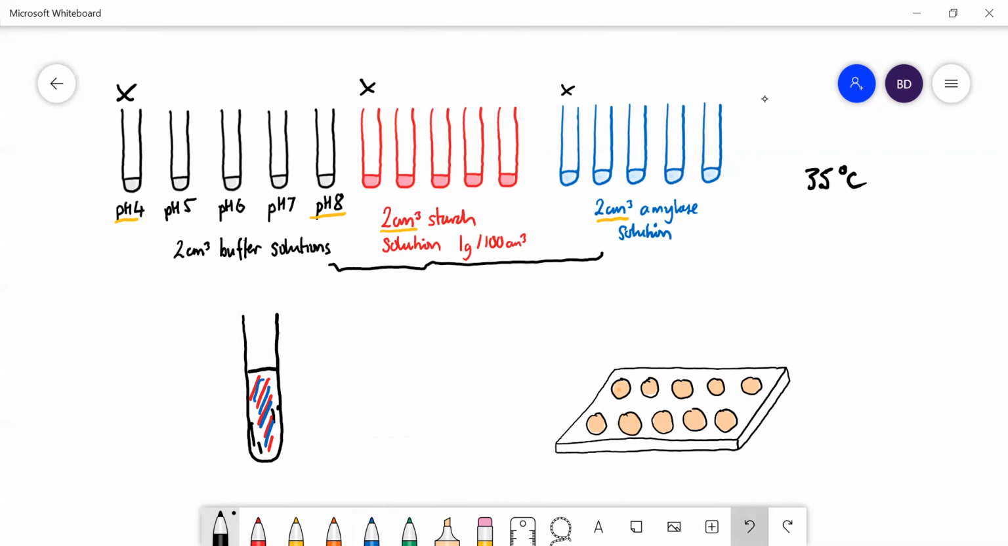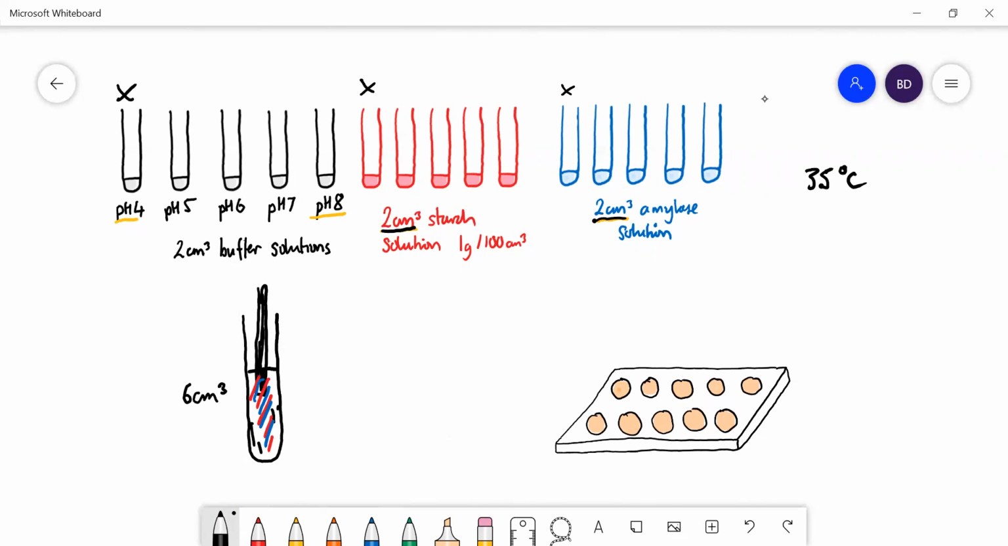Also, because we've added the same volume of, for example, starch every time, and the same final volume is 6 centimeters cubed, every tube is going to have the same final concentration of starch. Also, every tube is going to have the same final concentration of amylase, and the only thing that's changing is the buffer. Right, so we start the clock, get our stirring rod, put it in there.